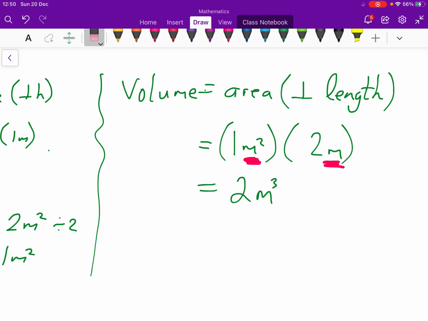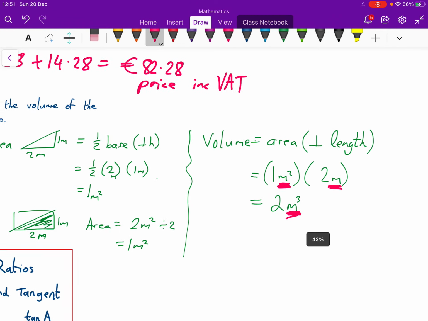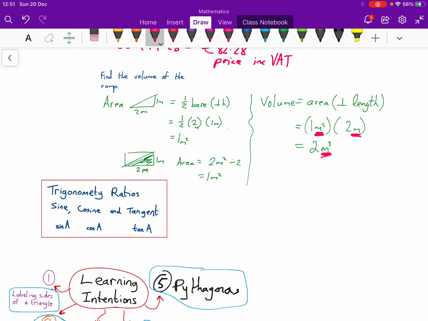I know that adding the powers doesn't make sense, because I'm multiplying, so why am I adding here? But you've got to remember 2 meters squared here, you've got 1 more here, so how many meters are multiplying each other? There's 3 of them multiplying each other. So the volume is 2 meters cubed.